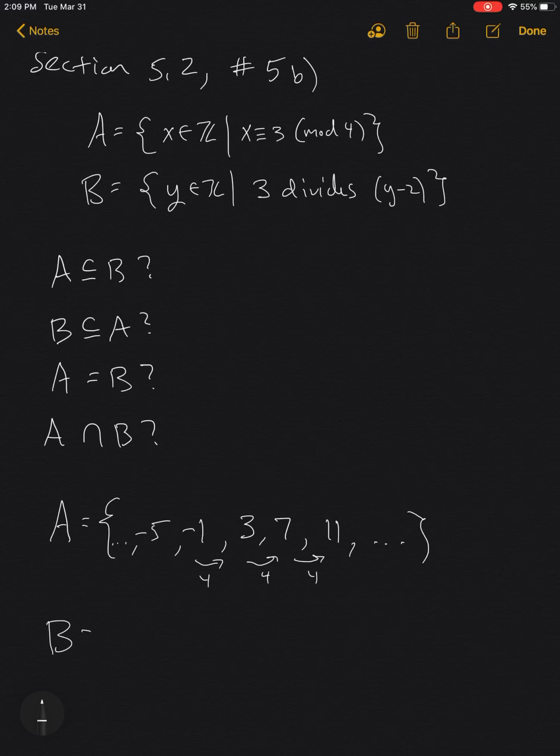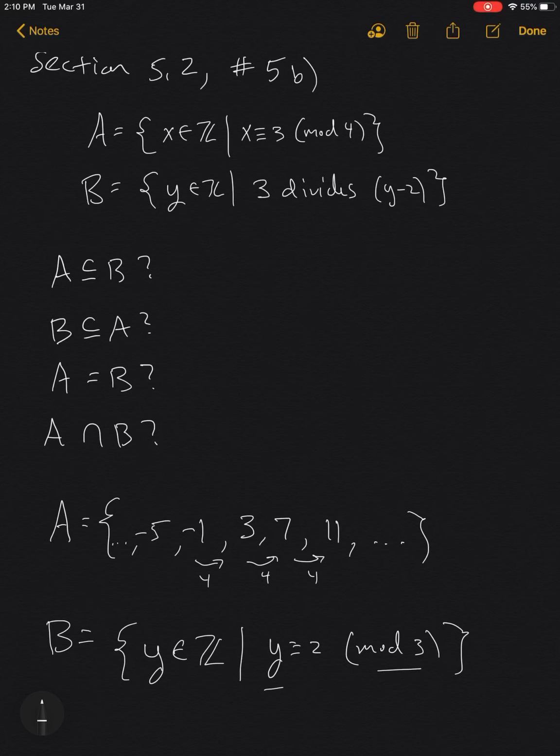B looks a little bit different than maybe what we're used to seeing for descriptions of sets, but that property of 3 dividing y minus 2, notice that's just the definition of y and 2 being congruent, mod 3, right? That's just the definition of y being congruent to 2 modulo 3. If we unravel the definition of congruent mod 3, this would mean 3 divides y minus 2. So B does look a lot like A in terms of its description.